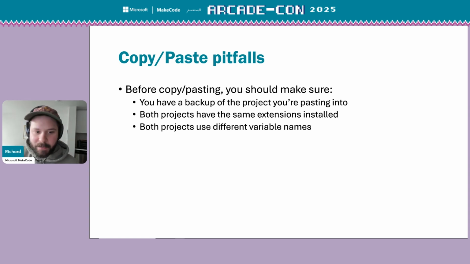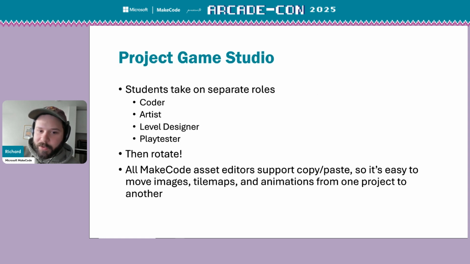All right, so that's copy and paste. There are two more strategies I want to go through real quick. The next one is what we like to call Project Game Studio. The idea here is that, like a game studio, you have students take on separate roles when developing a game. You might have a coder, an artist, a level designer, play tester, project manager, those sorts of things. Each student gets to inhabit that role for a certain amount of time, and then they rotate so that all students get a chance to do all of the various things.